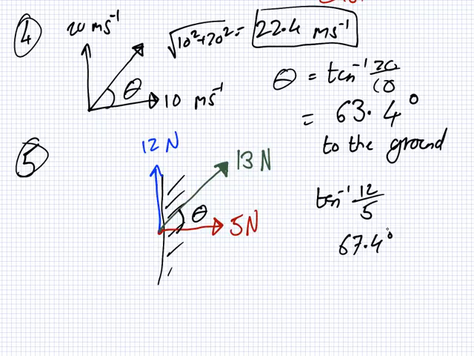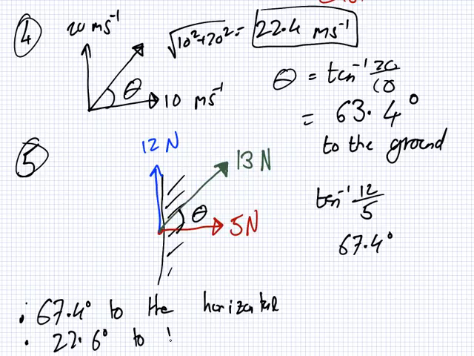Yeah, now this is the thing, you have a few choices here. You could say your answer is 67.4 degrees to the horizontal, or you could say 22.6 degrees to the wall. So you could measure the angle out this way from the wall, which, I don't know, whichever you prefer, it doesn't matter. So they're both right. Oh yes.